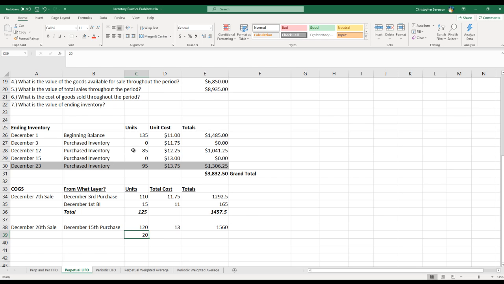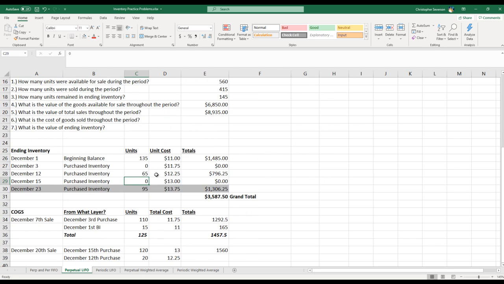Now we move up to the next to last layer available at that time, which is the December 12th purchase. Just going to change that here. 20 units at $12.25 per unit. We need to take that 85 down to 65 now, because we sold 20 of them. Notice how that's continually updating our ending inventory. And now that was 140 units. That's all we needed.